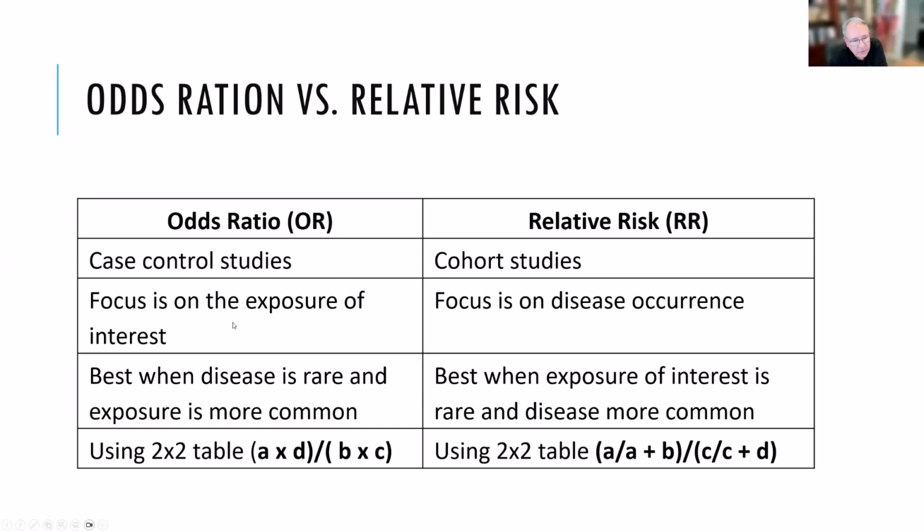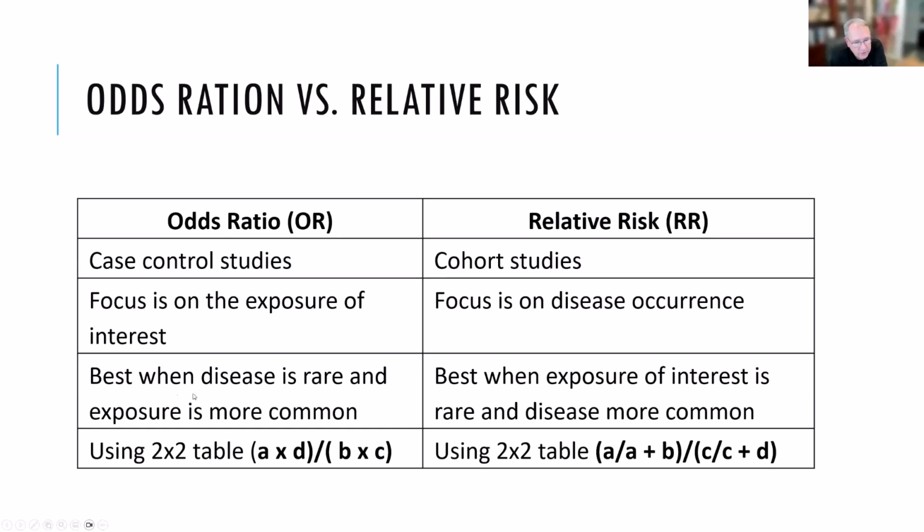In the odds ratio, the focus is on the exposure of interest. So the exposure here would be smoking. In the relative risk, the focus is on the disease occurrence. So in the relative risk in the cohort, it's about who developed heart disease. The case control studies typically are retrospective in nature. The cohort studies are usually prospective in nature.